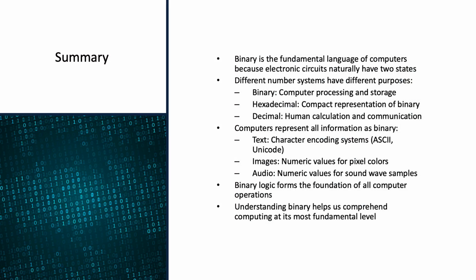In summary, we've explored the fundamental number systems used in computing. Binary is the native language of computers because electronic components can reliably represent two states. Hexadecimal serves as a convenient shorthand for binary, while decimal remains our everyday counting system. We've seen how computers use binary to represent various types of information: text through character encoding, images as grids of colored pixels, and audio as sequences of sampled measurements. All computer operations ultimately boil down to binary logic. Understanding these concepts provides insight into how computers work at their most fundamental level, beneath all the layers of software abstraction.